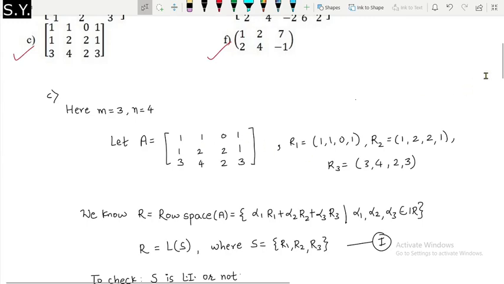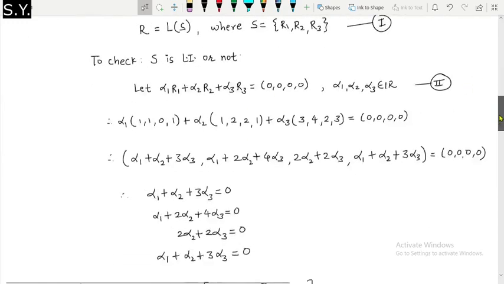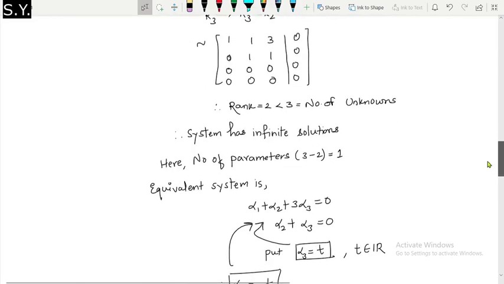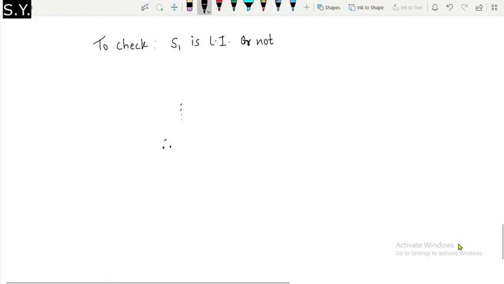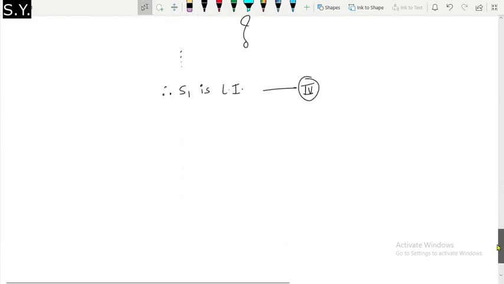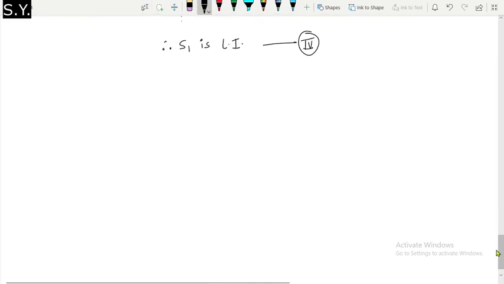So this is a simple observation. Therefore R1 and R3 are not scalar multiples of each other, and therefore this S1 will be linearly independent. पण ते तुम्ही घरी करू शकता. So therefore directly I will say S1 is linearly independent, and I'll call it as sum 4. So therefore from 3 and 4 you can say S1 is a basis of R, that is row space of A.